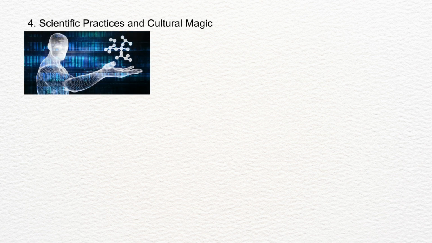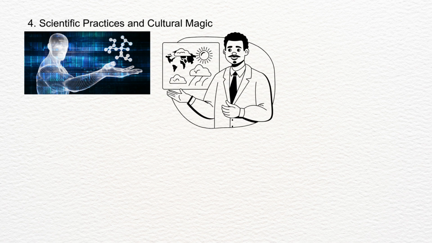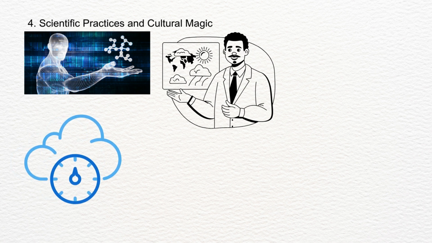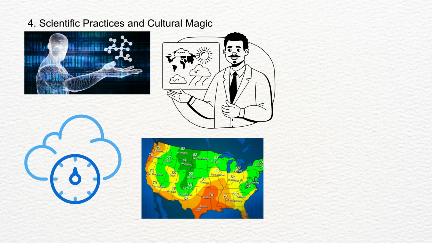4. Scientific practices and cultural magic. Snowflakes are not only beautiful, but also very valuable for science. Meteorologists analyze atmospheric conditions by studying the shapes of snow crystals. For example, branched dendrites indicate a moist and cold cloud, while needle-shaped crystals indicate a drier environment. This information improves weather prediction models and climate studies.